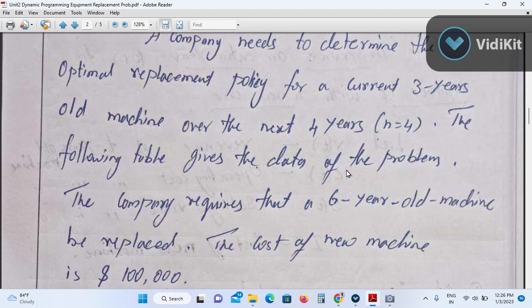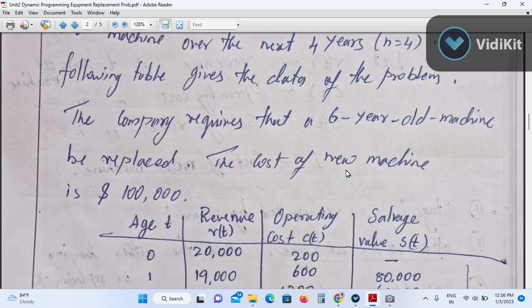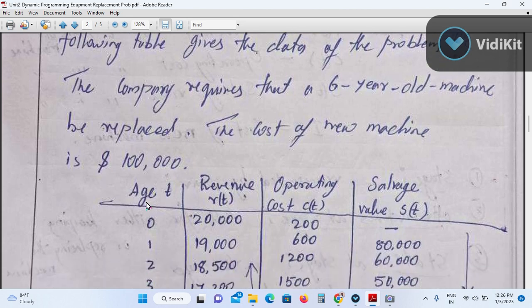So this is 3 plus 4, but the thing is the company is going to run the machine only until it is 6 years old, not more than that. Under this situation, the company has to decide whether they are going to run the machine for the next 4 years or replace it. And suppose they replace it, the cost of a new machine is $100. It is in thousands, everything. So shortly speaking, it is $100; if you want to put it in rupees, you can change it.